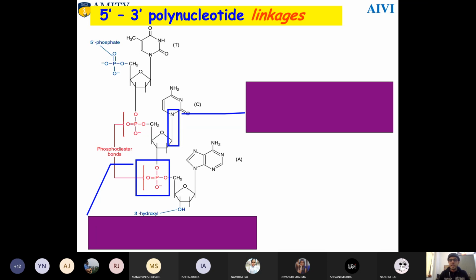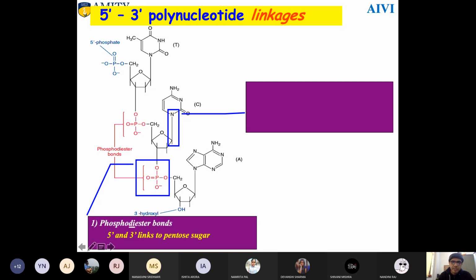So in case of your DNA, there are two types of linkage. First is a phosphodiester bond. This linkage is going to happen between 2 nucleotides. Here you can see this is one phosphodiester bond. So the phosphate group is there in between. So diester is there, one ester and the second ester. So that we call the diester.